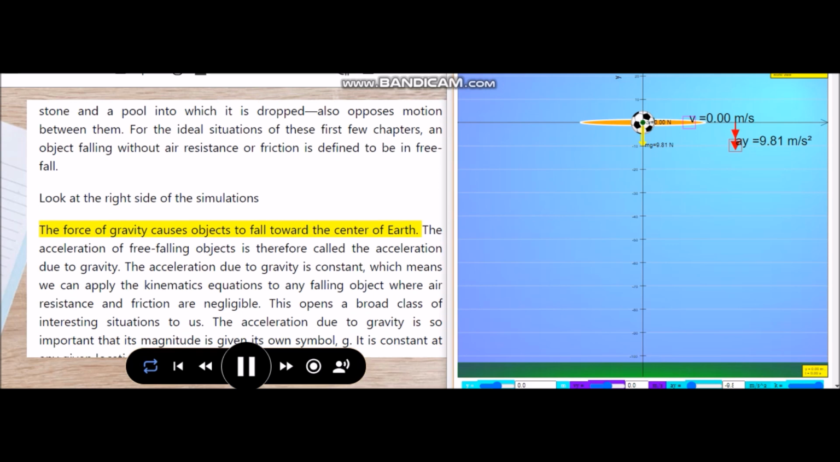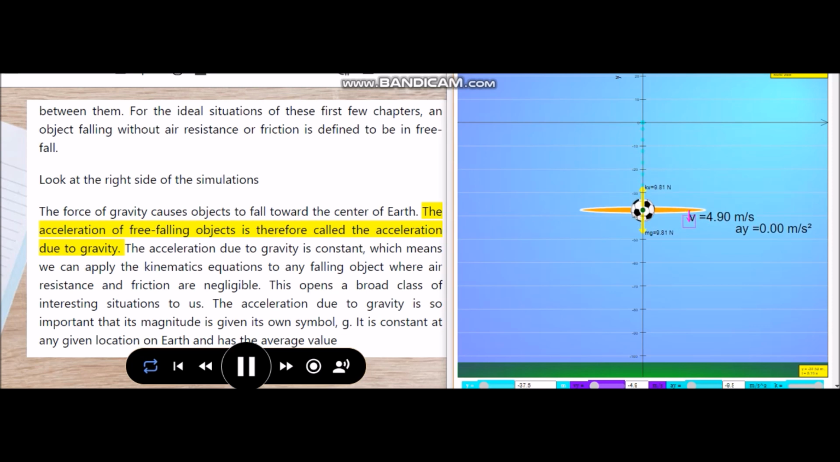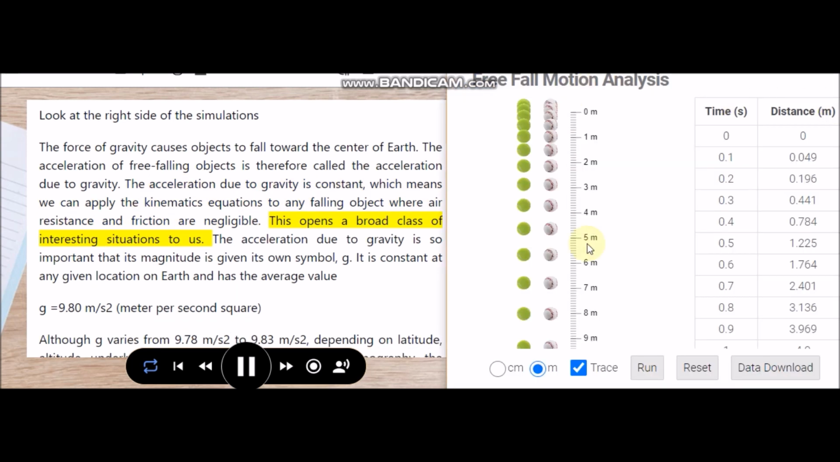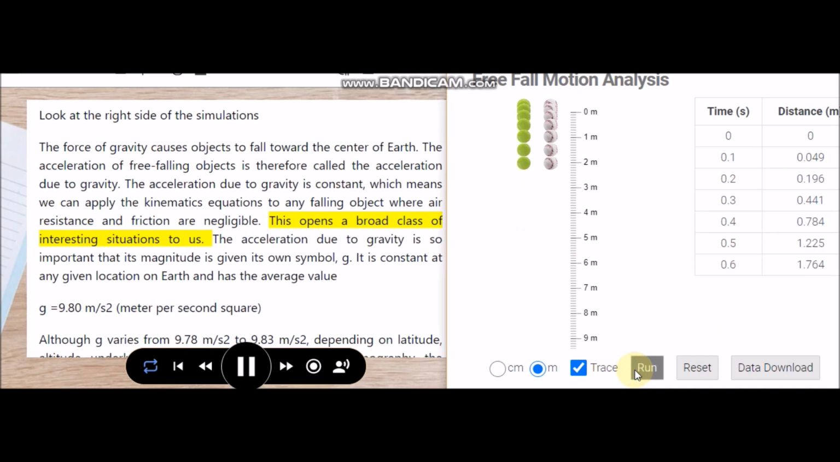The force of gravity causes objects to fall toward the center of Earth. The acceleration of free-falling objects is therefore called the acceleration due to gravity. The acceleration due to gravity is constant, which means we can apply the kinematics equations to any falling object where air resistance and friction are negligible. This opens a broad class of interesting situations to us.